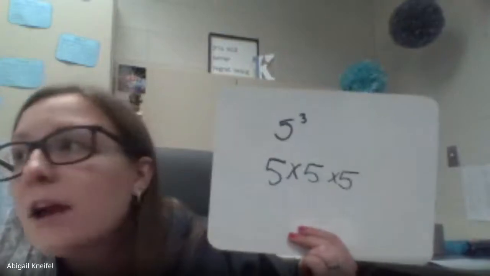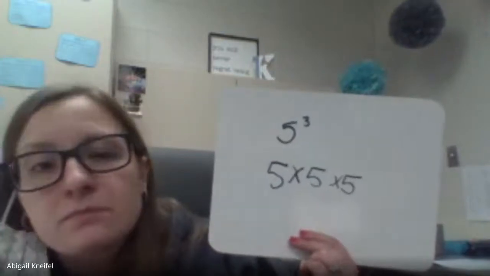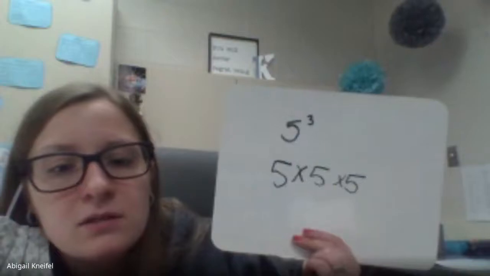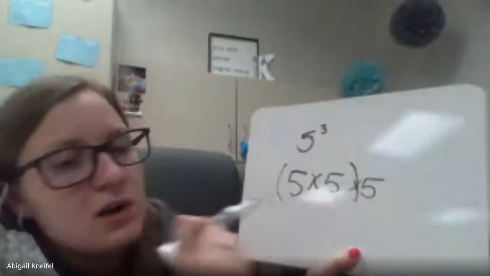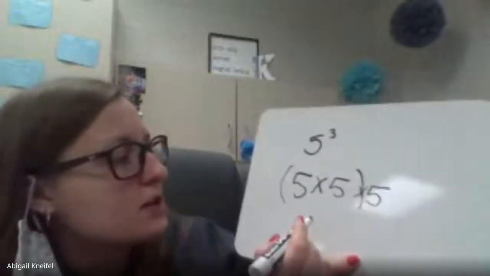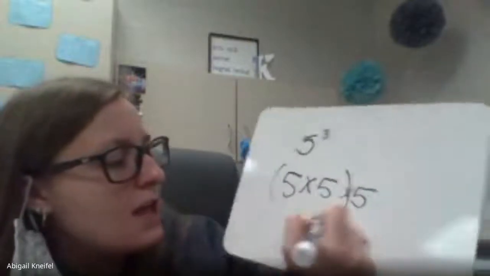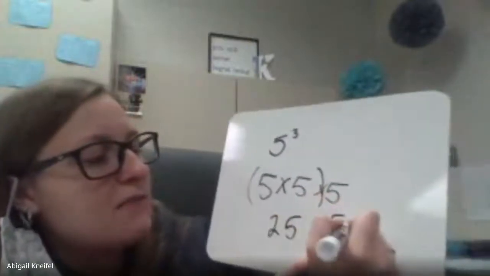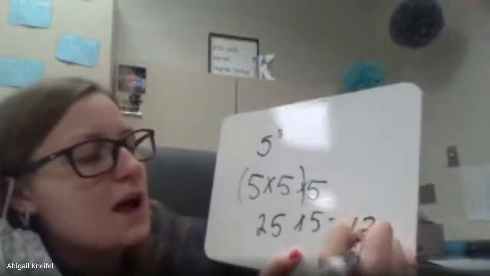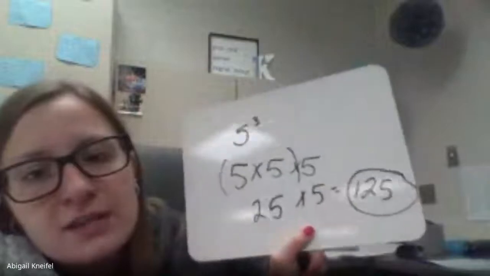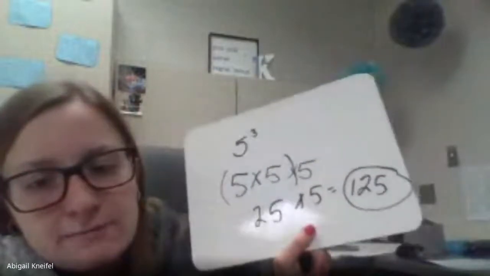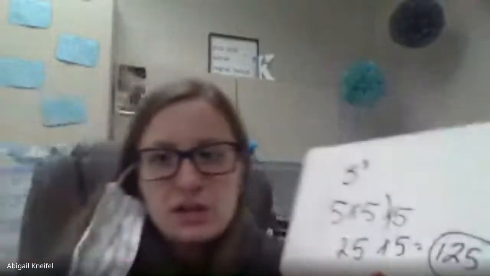Corgan, that is not correct. Nope. Gage, you're right. Evan, you're right. All right, so if we did 5 times 5 first, I'm going to throw it in parentheses. This way I know I'm doing that one first. 5 times 5 is 25. And then 25 times 5 equals 125. So 5 to the third power is 125. It is not 15. Okay, we're going to do another one like that.